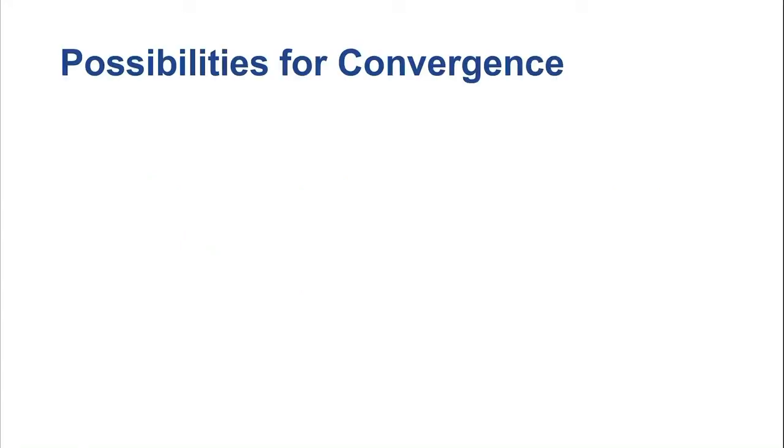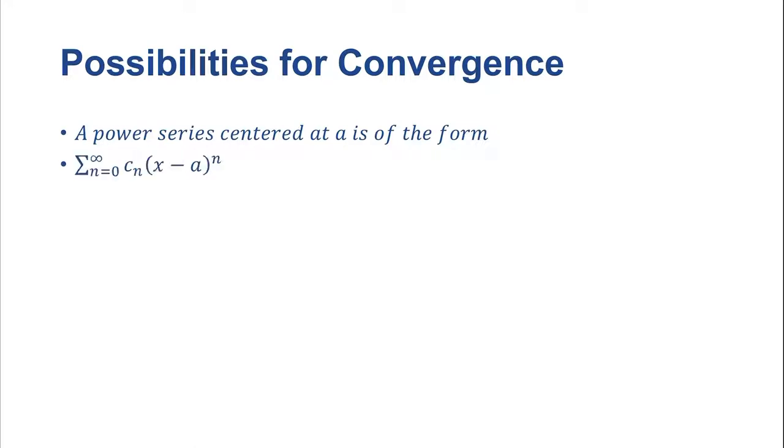So we have a couple of possibilities for convergence when we're dealing with a power series. Sometimes we will have a power series centered at a. So this is like an approximation of a function centered at a. So here we have the sum from n equals 0 to infinity of c sub n times (x minus a) to the nth power. Now this is again a repeat of what we had when we were dealing with the power series earlier. We already looked at this, but now we're going to throw in a little catch to it.